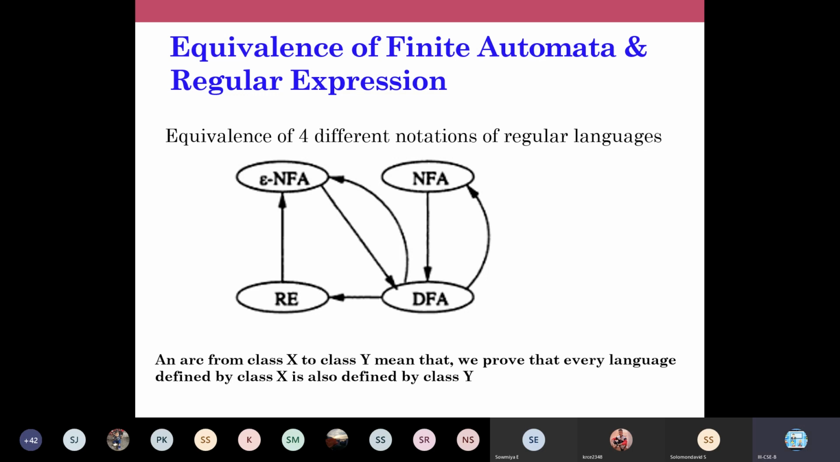Epsilon NFA, NFA, DFA, regular expression, all these are equivalent notations, and we can say they're all different notations of defining regular languages. Regular expressions are different, regular languages are different. Regular expressions are the algebraic notation of a language where we have operators. Regular languages are the set of all languages for which you can construct an automata. Have you drawn? You have all drawn, I'll tell you the meaning of this arrow and its direction.